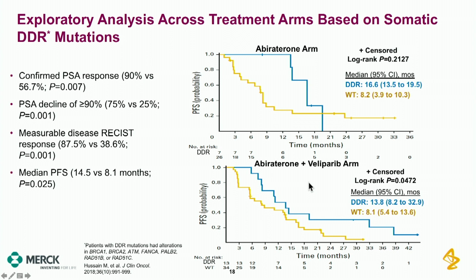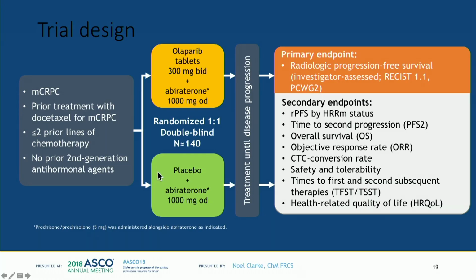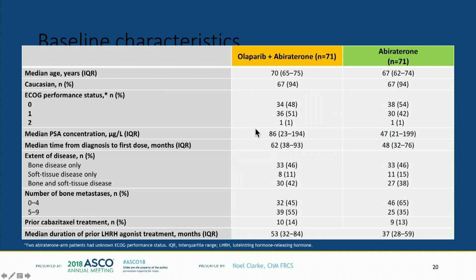If you're looking at somatic DNA repairs, there did seem to be a higher response rate in those patients with DNA repair enzyme mutations versus those who did not. Now, there's another trial that was recently presented at last year's ASCO meeting, a different PARP inhibitor, Olaparib, combined with abiraterone versus placebo. Primary endpoint was radiographic progression-free survival. Overall survival and objective response rates were secondary endpoints.